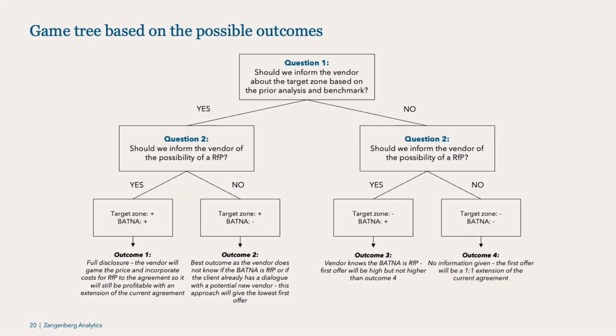So in question 1, you informed me that you will reveal the target zone, that you have done a prior analysis, and the benchmark. This means that we are on the left side, saying yes to this. On the other hand, you would have been on the right side if you had said no. In question 2, you inform me that your BATNA is an RFP, that you will go into the market and ask for a request for proposal before we enter the negotiation. This means you have full disclosure, that you both reveal your target zone and your BATNA. And this means, if we should just take the outcome on this one.